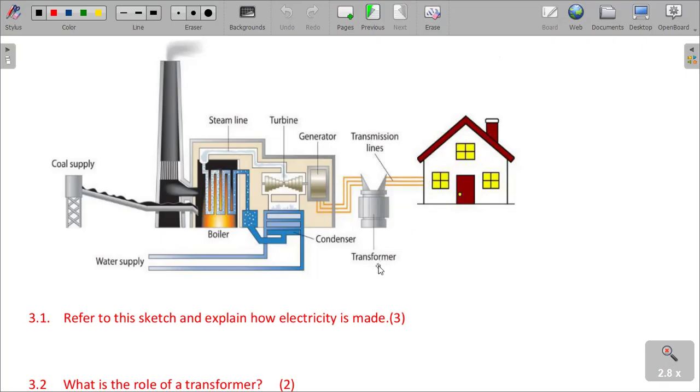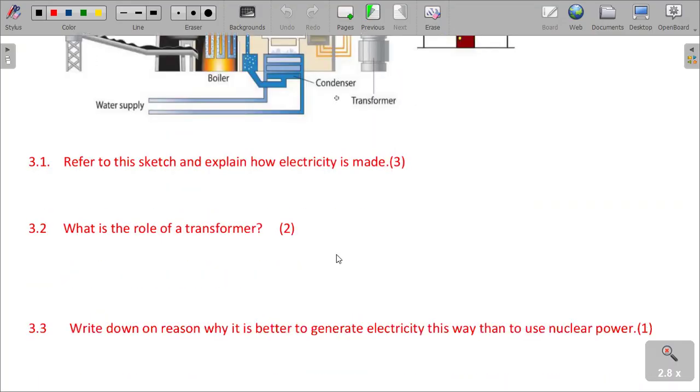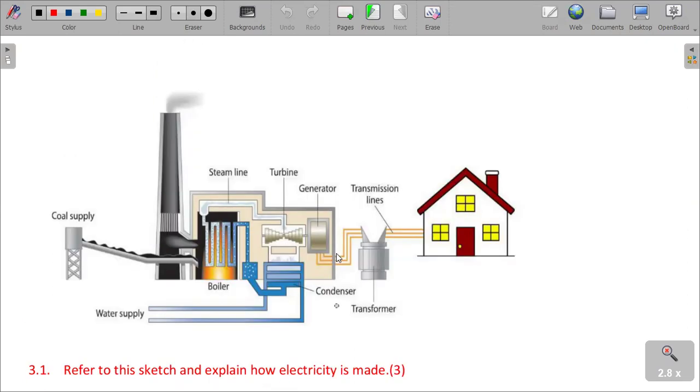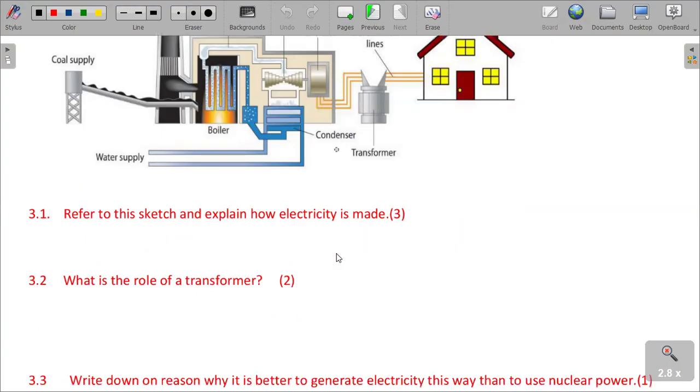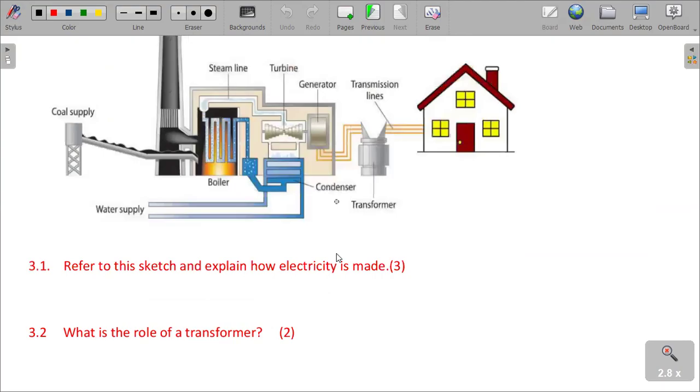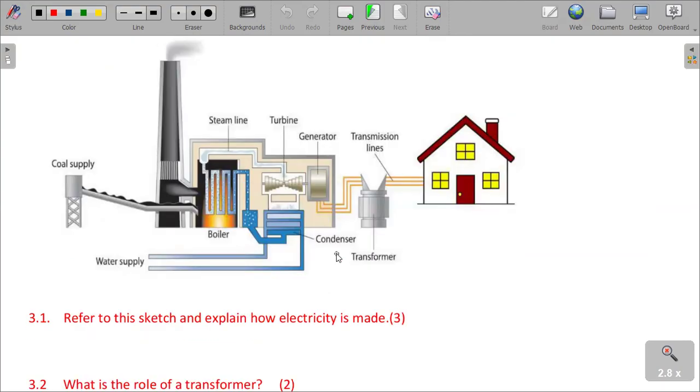Today, I want to quickly work out with you power generation, or electrical power generation. We are going to look at some questions under electricity and power generation. As you can see on the board here, these are some of the questions that we're going to do together: calculating the cost of electricity, explaining how electricity is generated, and the functions of transformers.